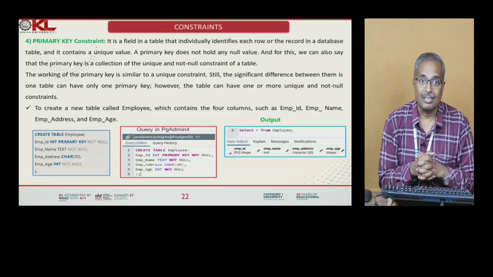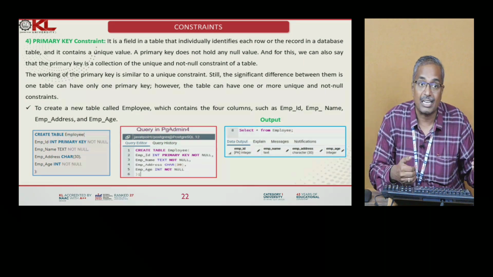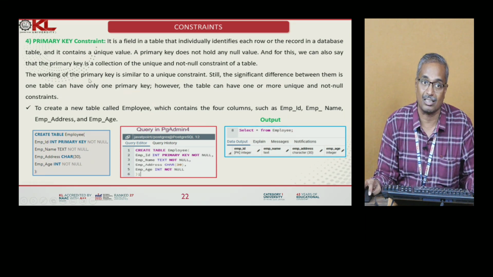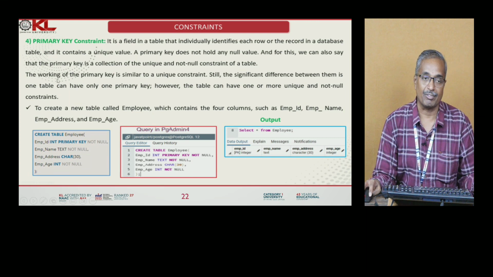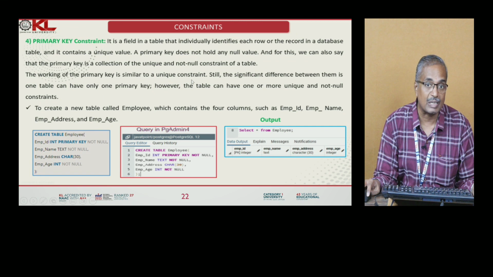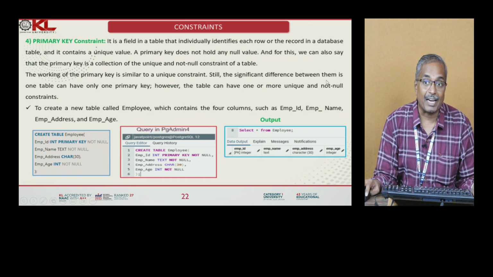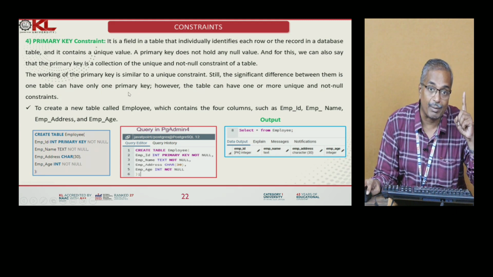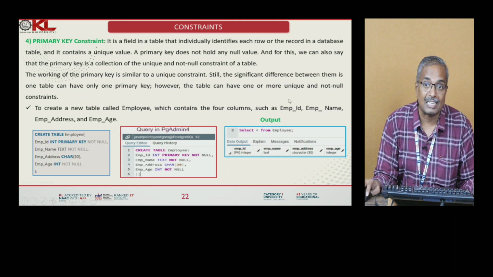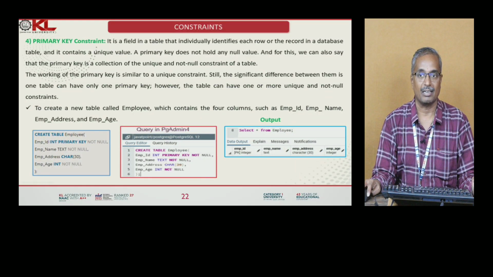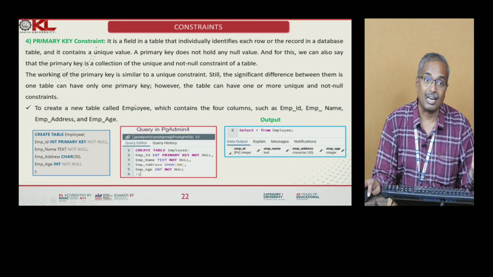A primary key constraint and a unique key constraint. Please, this is the most important viva question in the CRT placement vivas. Here you can see primary key is similar to unique key, but the difference between them is: how many primary keys can we define in a table? Only one primary key. But how many unique keys can you define? More unique constraints we can define, and also not null constraints.